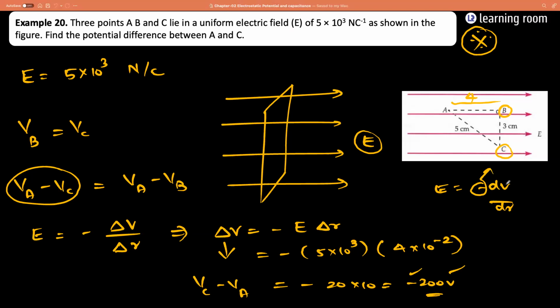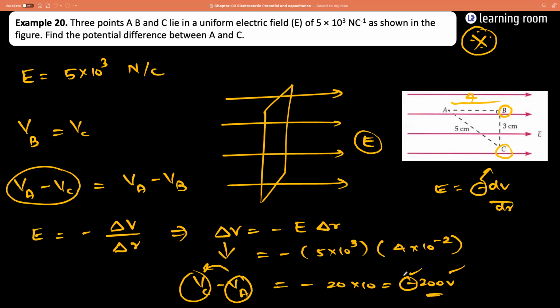Sir, I think it's VA minus VC only, sir. Think about it. A is at greater potential, right? Now if you subtract a bigger number from a smaller number, you will get a minus. Got it, sir. So that is why VC minus VA, in the way I wrote the solution, is minus 200 volt. So you reported the answer saying VA minus VC is 200 volt.